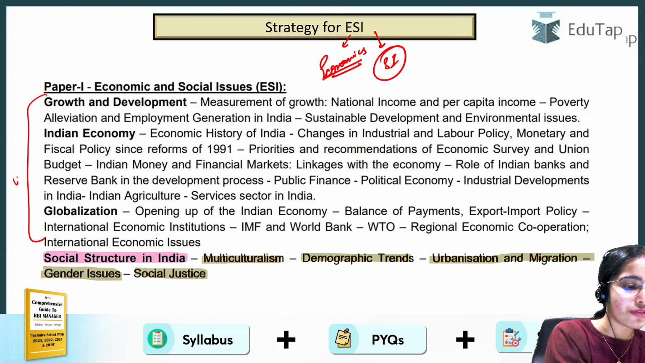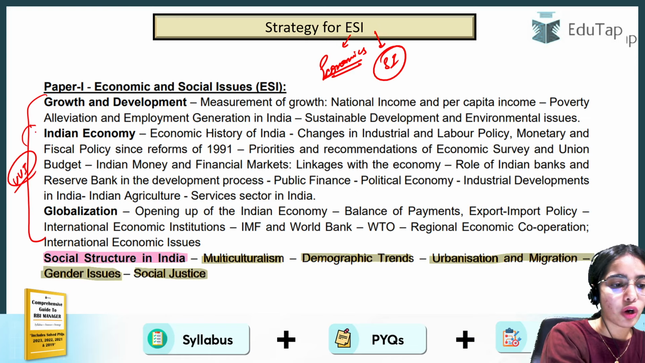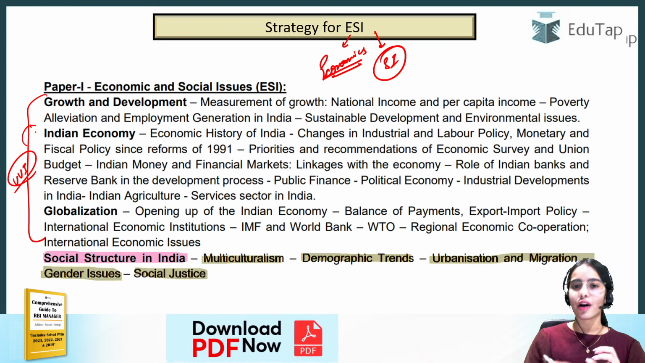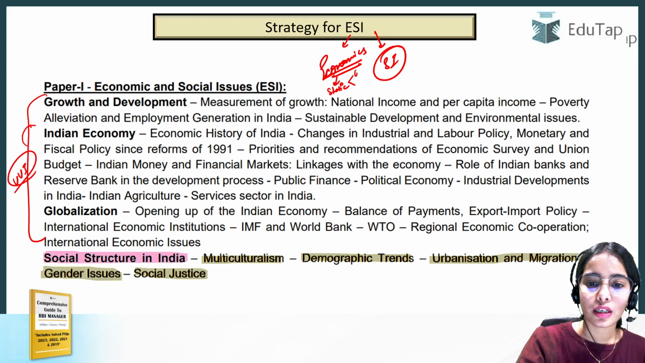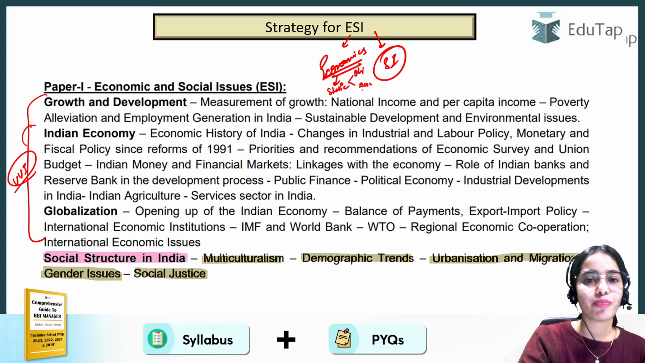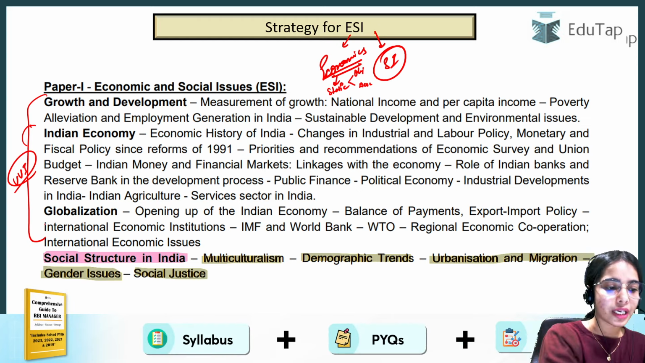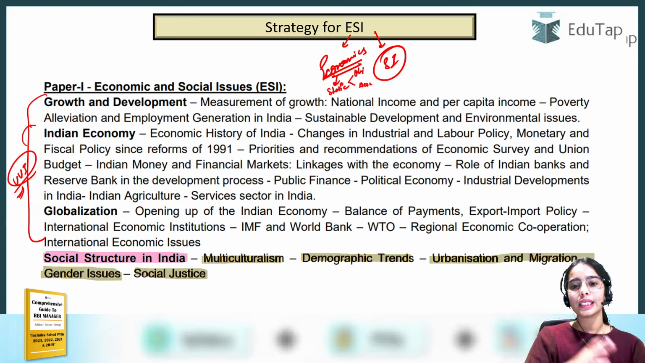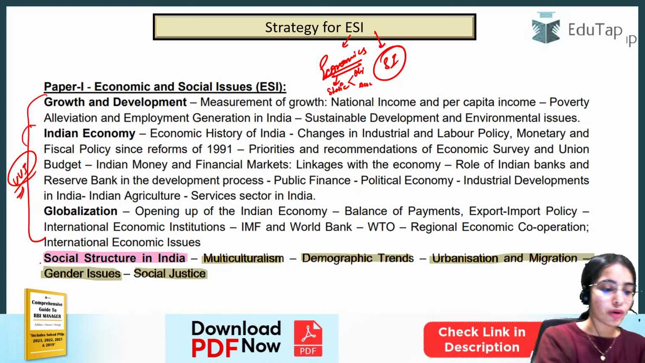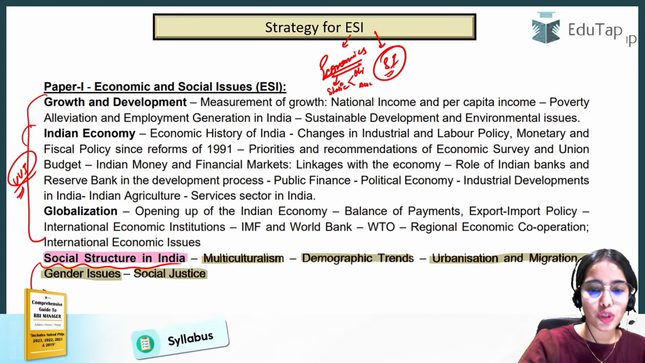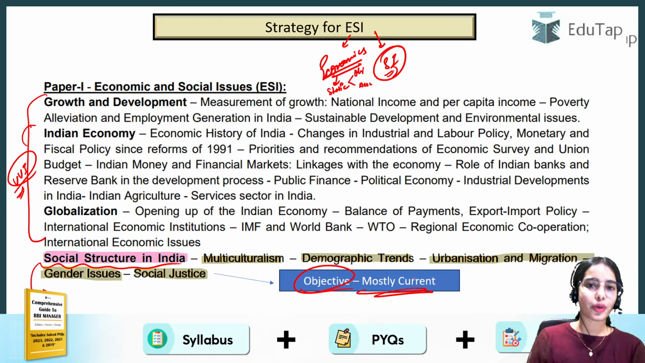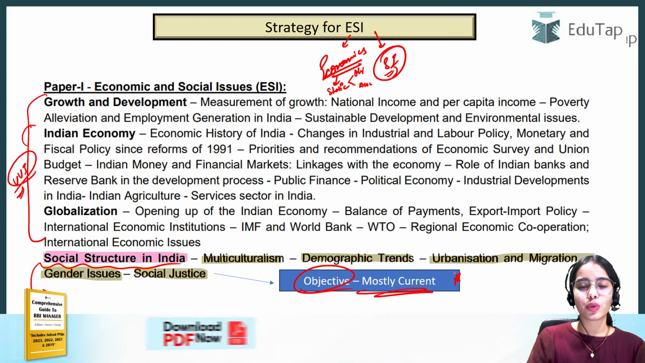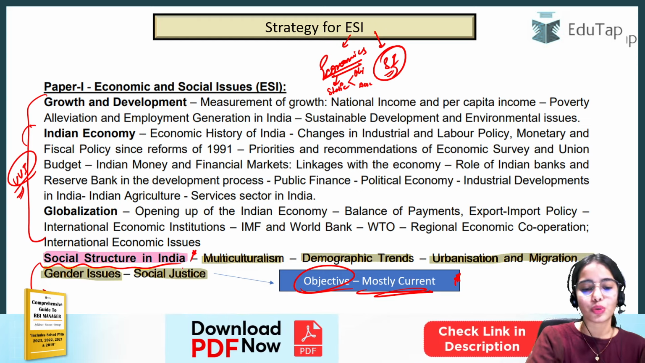So we have seen the very important topics from the economics segment and how they are important from the static point of view, both in the objective and in the descriptive part of the examination. Now coming to the social issues, this is also very important. In the social issues, these are the chapters that are mentioned. From the objective, mostly the current based questions are going to come.